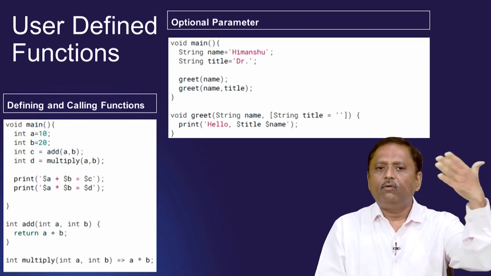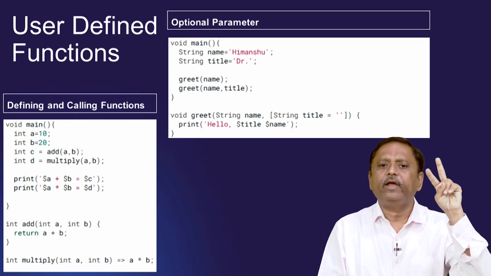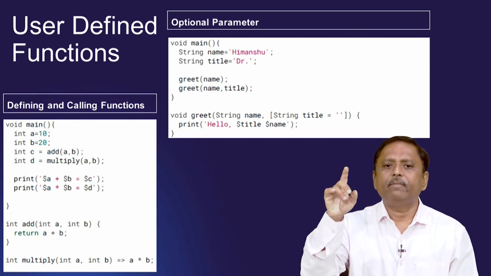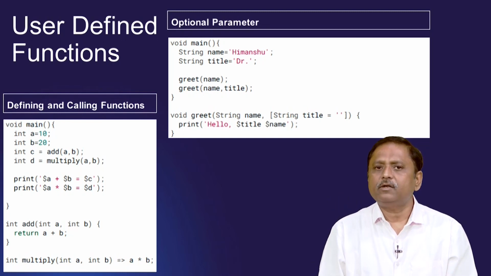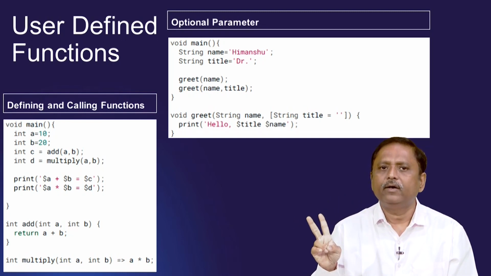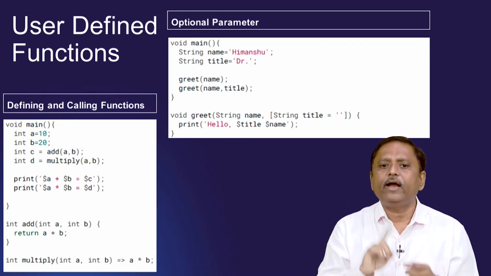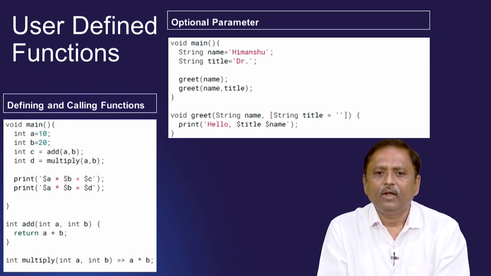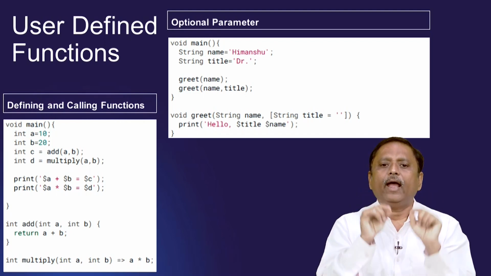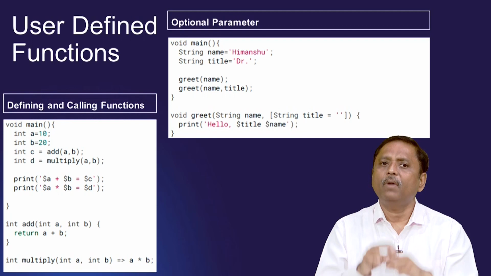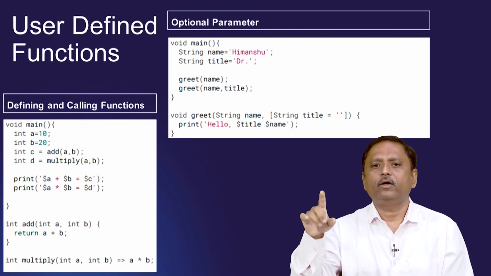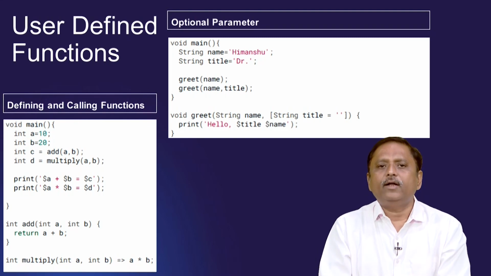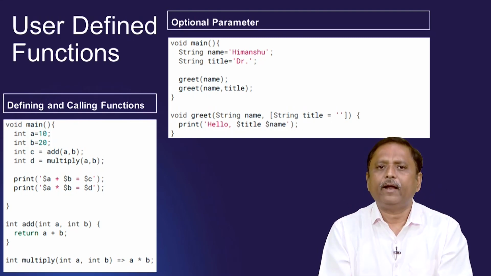Now let us come to the main function. Inside main we have two variables, name is Himanshu and title is doctor. When I write greet(name), I have not specified the second parameter. In that case greet will use title as blank, so it will print hello Himanshu. But when I specify two arguments, Himanshu and doctor, it will print hello doctor Himanshu. So, I hope you understand the use of optional parameter.